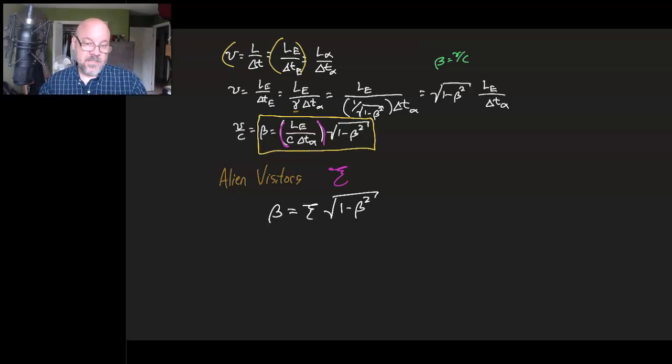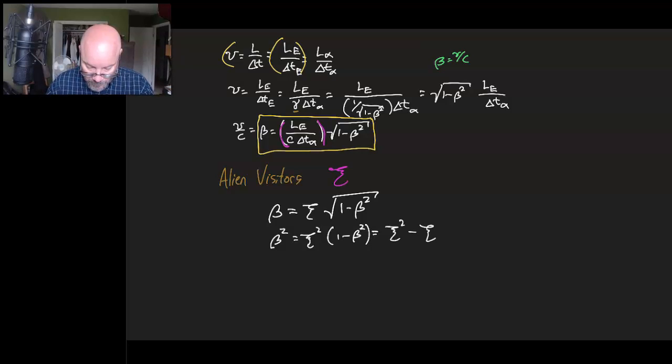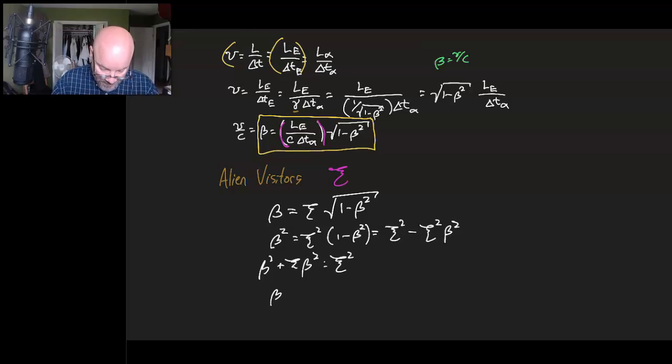Okay, so now I'm in a position where I can begin to untangle this thing. I'm going to square the universe here. I get squiggle squared times 1 minus beta squared. Let's go ahead and distribute the squiggle. I can take it to the other side. Now I've got beta squared plus squiggle beta squared is squiggle squared. Pull out my beta squared term: 1 plus squiggle squared.